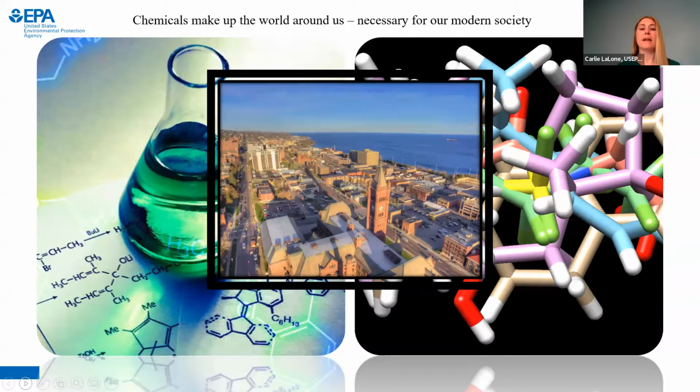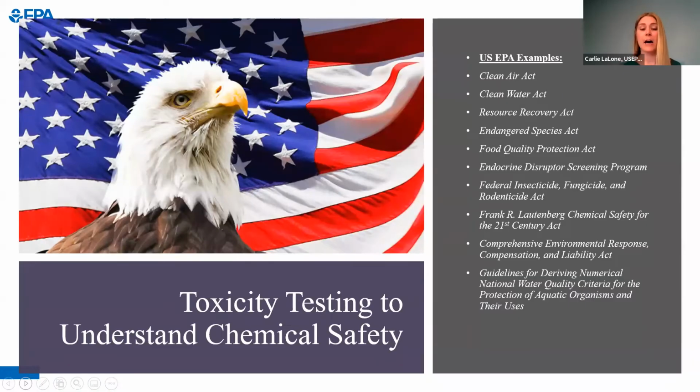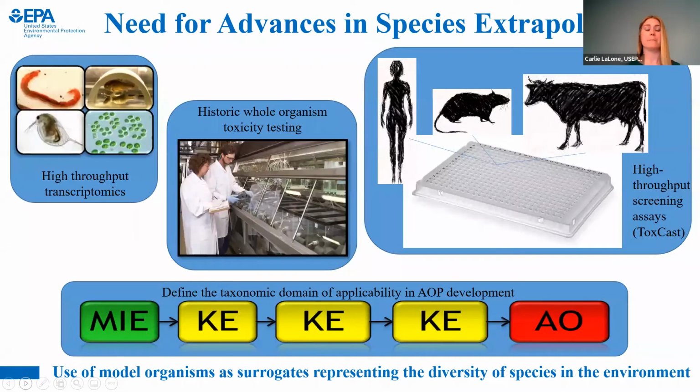And we understand that we have to understand the potential toxicity of these chemicals to both human health and the environment. In the context of the US Environmental Protection Agency, we have a number of legislative mandates where we need to be able to understand toxicity. And so there's chemical safety assessments that require toxicity testing. And this is just an example of some of those that we are interested in being able to generate toxicity information to support regulatory decision making. And we recognize that there's needs for advancing species extrapolation.